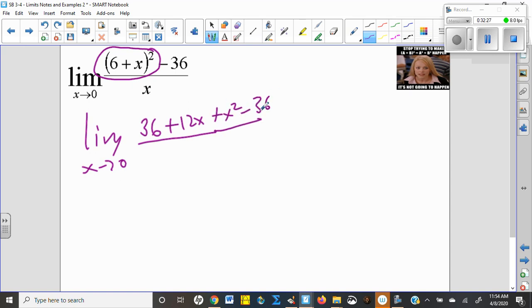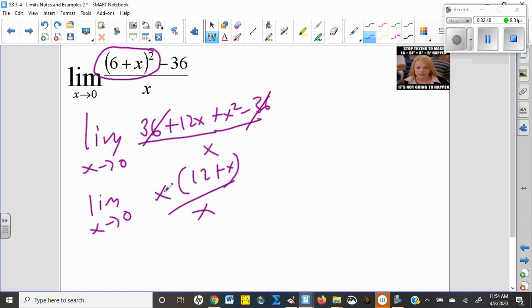And so you can see how this works out so very closely to the same as what we had before. The constants cancel. I can factor out the x. I get 12 plus x left, which cancels that x in the bottom. What did I want to get rid of to make this thing work? This dude. That's why I couldn't substitute, right? Well, guess what? It's gone now. That means I can just substitute 12 plus 0.